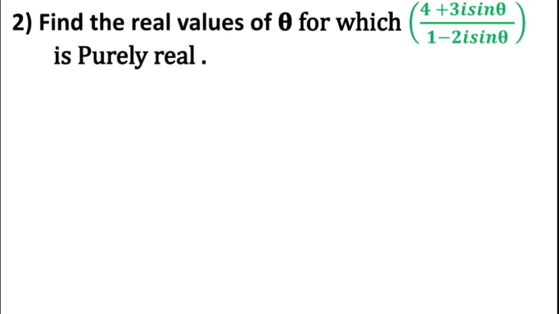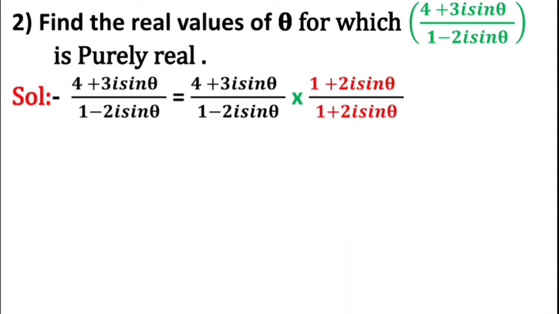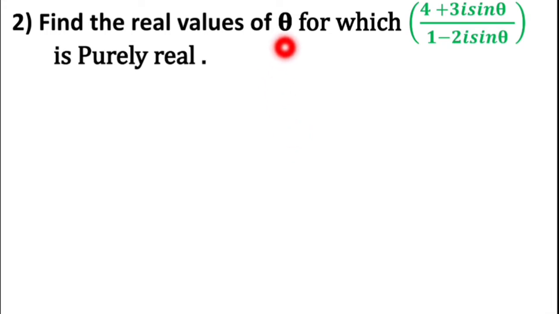Find the real value of theta for which (4 + 3i sin theta) / (1 - 2i sin theta) is purely real. Solution. See here, in this question you have to find out theta. You have to find theta for which this number is purely a real number.